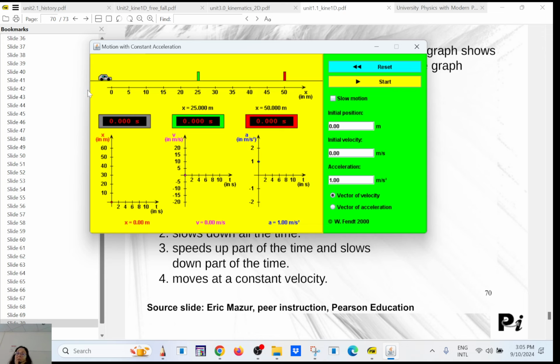So at t equals 0, it's here. And you see, it's going to speed up, speed up, speed up. That will be x equals 25 meters, x equals 50 meters, so it's speeding up. Okay, you see how it works? And you can find the equations of kinematics.